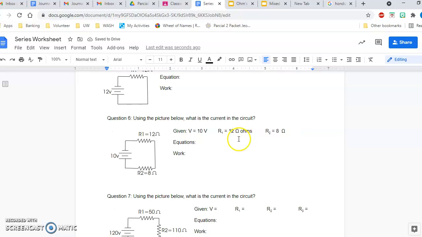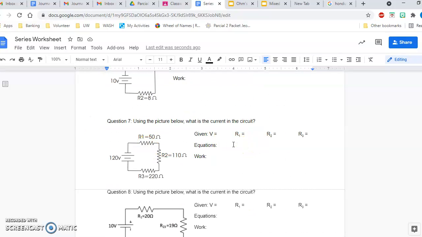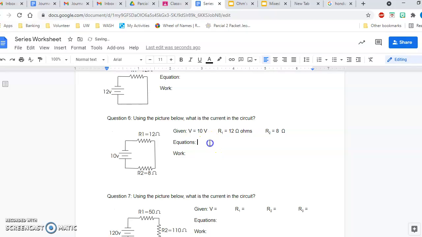Our equations that we're going to use, of course, are the ones we just wrote down up here. So our first one is going to be R total is equal to R1 plus R2. We only have 2 resistors, so we only need to go up to R2. Oh, sorry, that's in the wrong question. There we go. And we're also going to use I is equal to V divided by R. So this R total is what we would use for R normally. So the first thing we need to do is find R total.